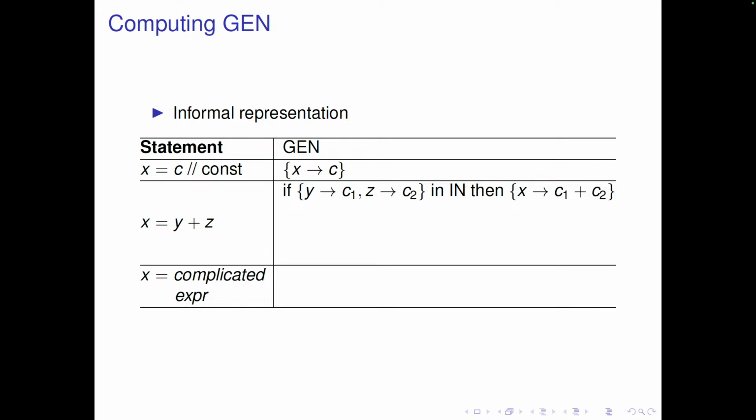where? Before the statement. Okay, in and out, have you talked about it? In means entry of the statement, out means after the statement, before and after. So if my in information contains y is constant, z is constant, then x is going to be the evaluation of this expression, assuming this expression also evaluates to a constant. Okay, so x becomes c1 plus c2. And again, as I said, it can be c1 multiplied by c2, it could be c1 to the power c2, plus is just a placeholder. Okay. What are the other cases?